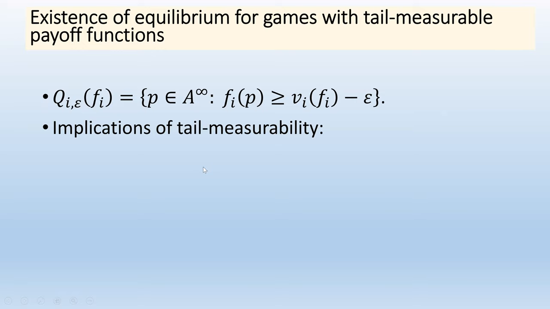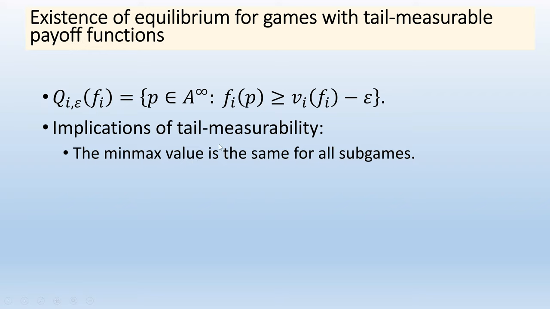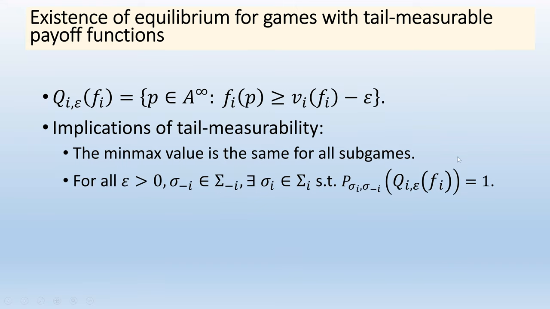This set is tail. And again, we go to the implications of tail measurability. The min-max value is the same for all subgames, meaning no finite history matters to what is the min-max of the game. Okay, so, because this set is a tail set, the min-max probability of getting into that set is either one or zero.